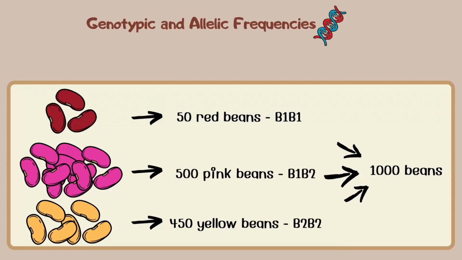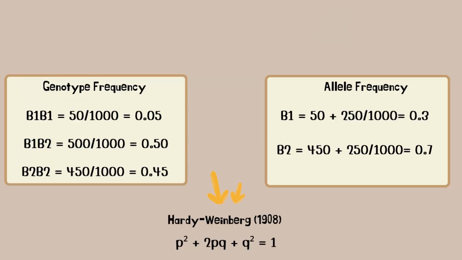Therefore, it is necessary to understand the allelic and genotypic frequencies. Let's consider in our example a population of colored bean seeds, which have different phenotypic classes and are controlled by a gene with two alleles showing complete dominance. Suppose we have 50 red beans, 500 pink beans, and 450 yellow beans, resulting in 1,000 beans.